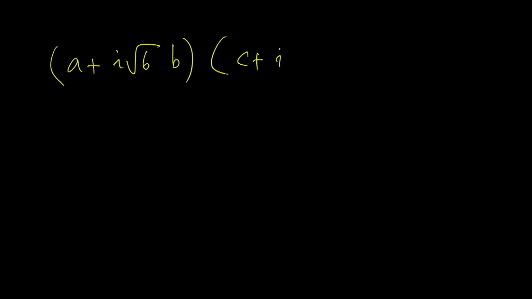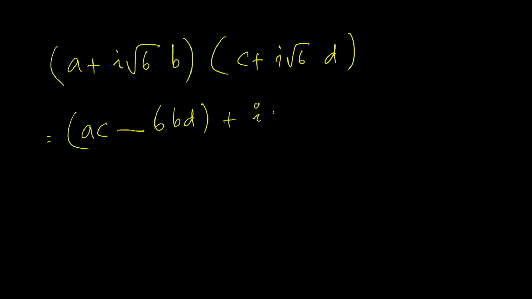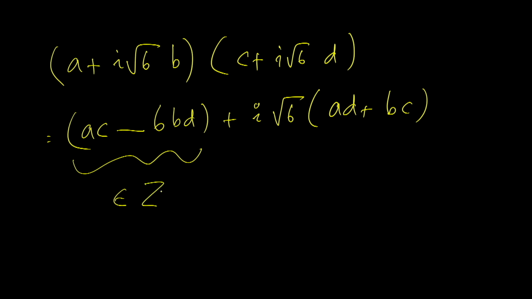into c plus i root 6 d, which is ac minus 6bd, the real part, plus i root 6 into ad plus bc. Since a and b are integers, ac minus 6bd is also an integer, and ad plus bc is also an integer. So, here we express the product in the a plus i root 6 b form again. Therefore, this is also a member of C. So, C is closed under multiplication as well.